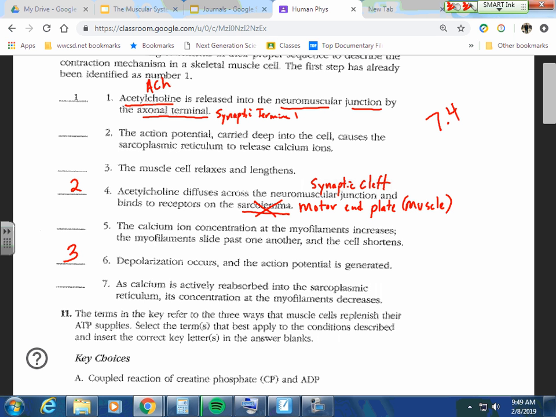Now, the next thing that's going to happen is the action potential is carried deep into the cell, causing the release of calcium ions, which is really the important part there. Then the calcium ions are going to bind to the actin molecules by joining onto troponin. It's going to make this other molecule clear the active sites so that myosin can attach and grab on, forming cross bridges. All right.